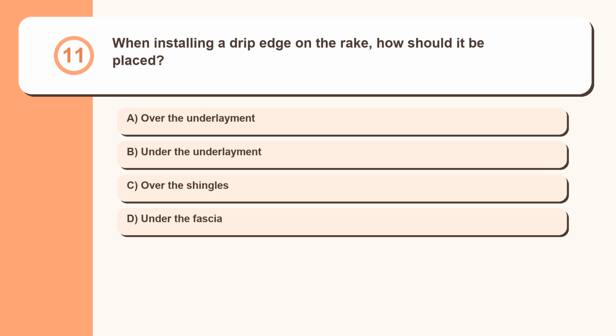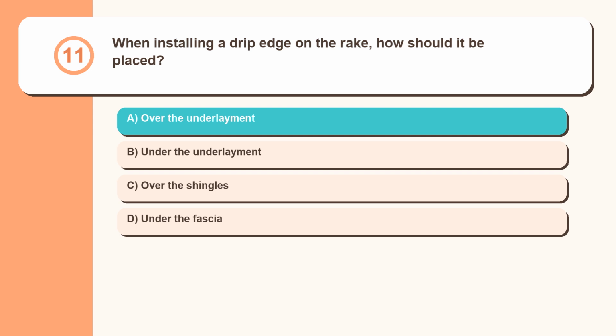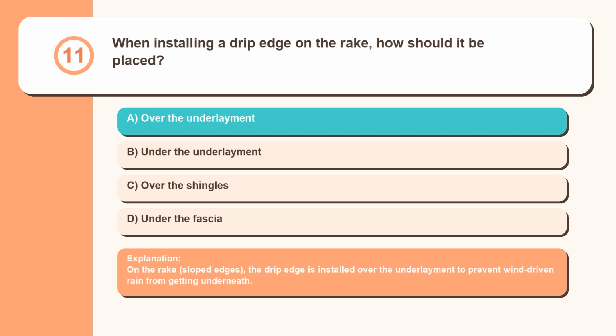Question 11. When installing a drip edge on the rake, how should it be placed? Over the underlayment, under the underlayment, over the shingles, under the fascia. On the rake, the sloped edges, the drip edge is installed over the underlayment to prevent wind-driven rain from getting underneath.